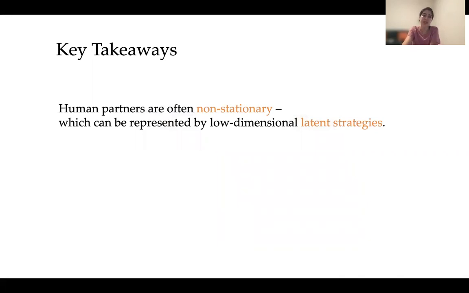So the takeaways here are that human partners or other agents are often non-stationary. They change their behavior. They don't have a fixed policy. And this type of non-stationarity can be captured through a low-dimensional latent strategy, as we have shown here.